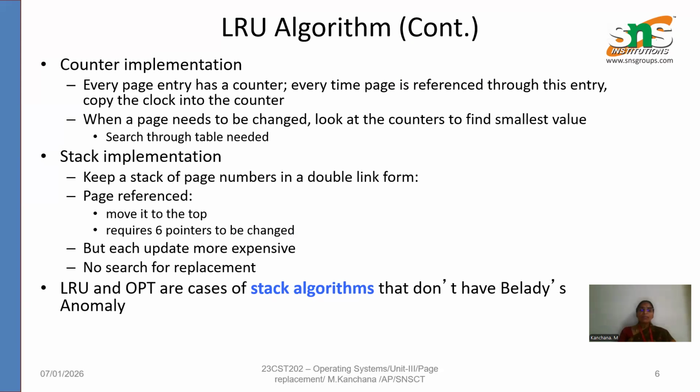Here we keep a doubly linked list stack of page numbers. Whenever a page is referenced, we take it out from the middle of the stack and move it straight to the top. This means the top of the stack is always the most recently used and the bottom is the least recently used. While updating 6 pointers on every memory access is expensive, the massive advantage is that we never have to search for a victim. It is always sitting right at the bottom. Best of all, LRU is a stack algorithm, meaning it never suffers from Belady's anomaly.